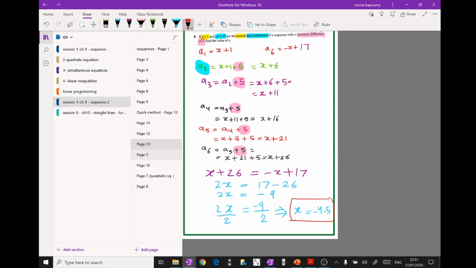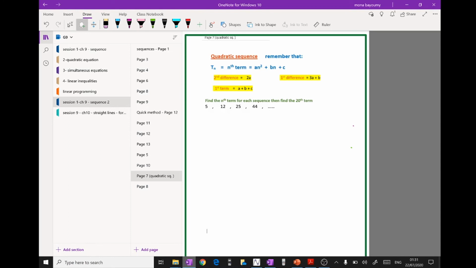I think it's so easy. Now we will talk about the quadratic sequence. How can we know the quadratic sequence? If the first difference is not common, this means the sequence is not a linear sequence. What we have to do in this case? In this case, we have to find the second difference. If the second difference is common, this means the sequence is a quadratic sequence. What's the meaning of quadratic sequence? Quadratic sequence means the nth term is power of 2.